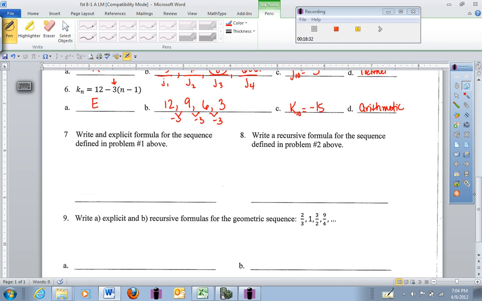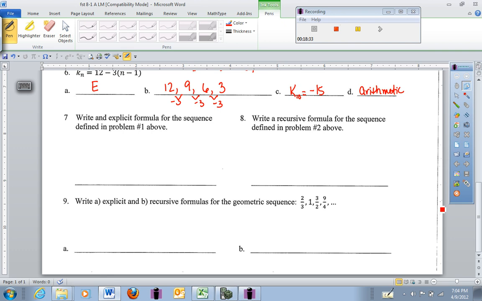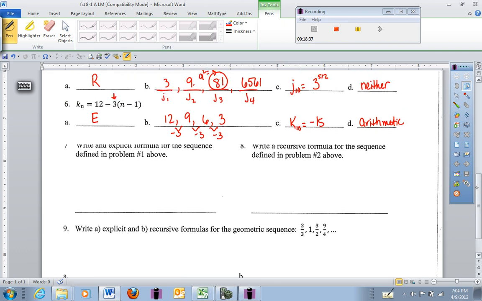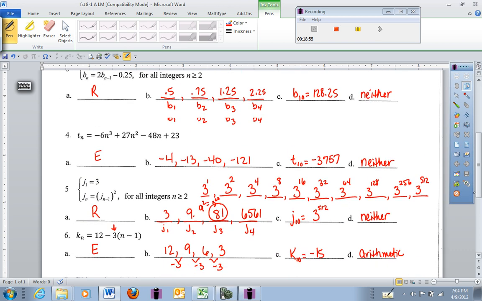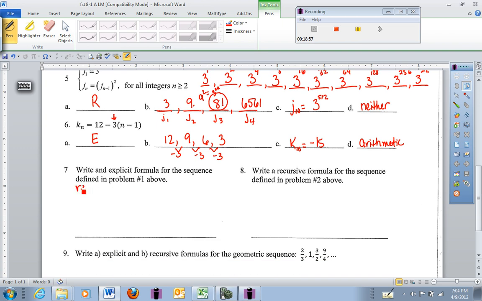Okay. Number 7 says we're going to write the explicit formula for the sequence defined in problem number 1 above. If we go back to problem number 1 above, it was recursive, wasn't it? Okay, and so we want to write an explicit formula. It's not only recursive, it's recursive geometric. So you need to go to your blue note card, and if it's recursive geometric, we want to write down it's recursive as geometric, and we want to flip it over into an explicit formula.